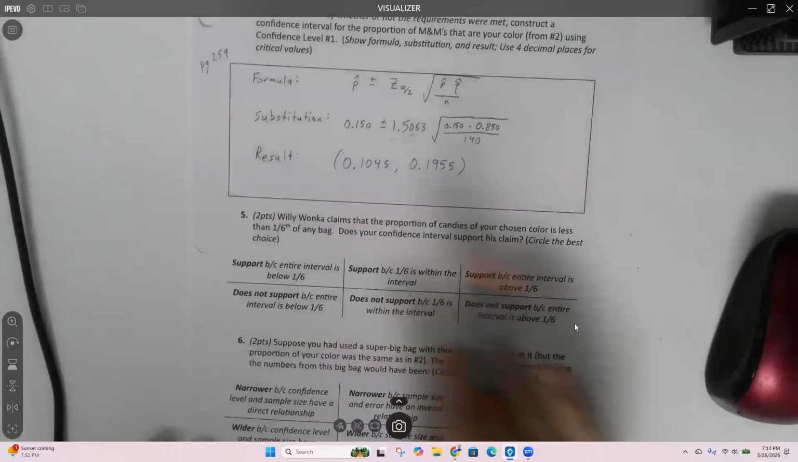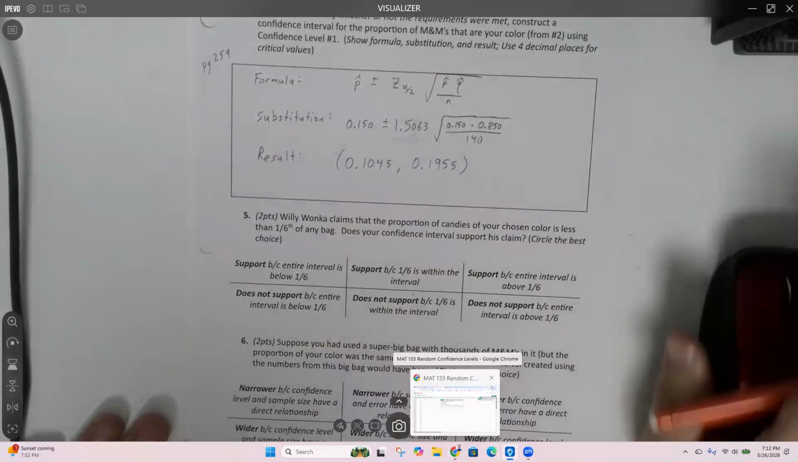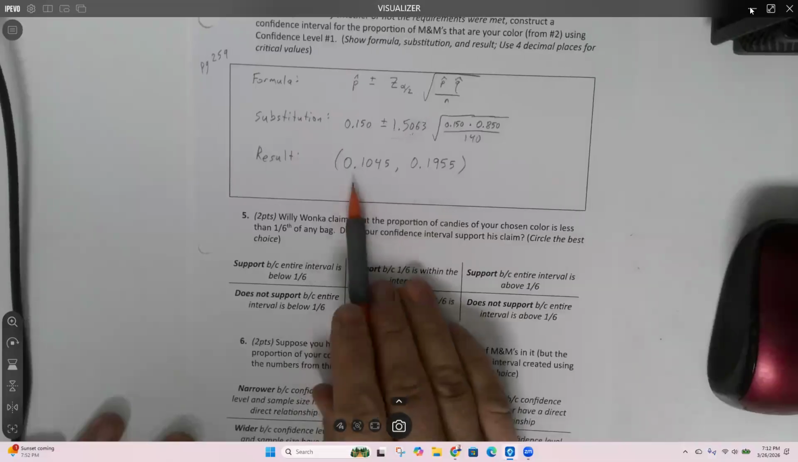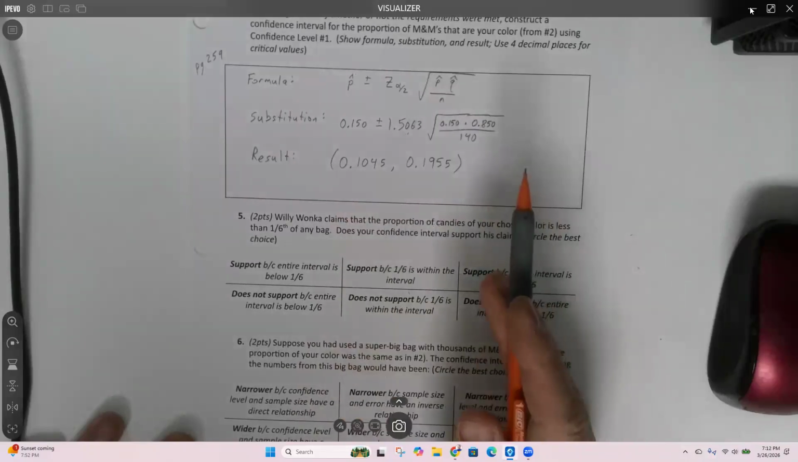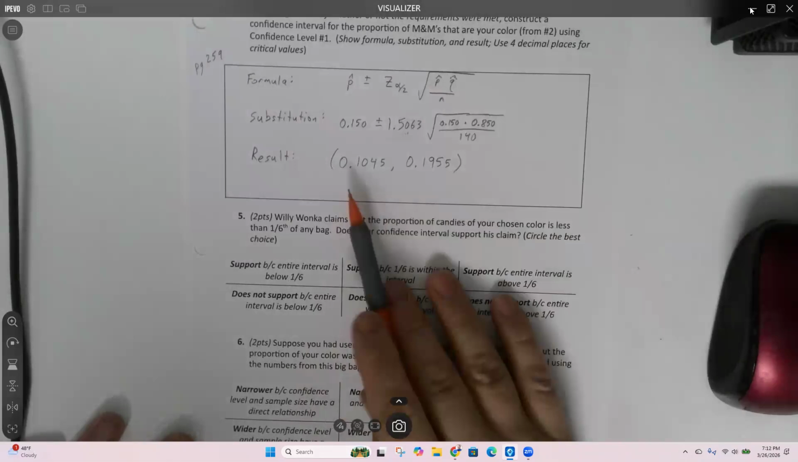Technically, StatCrunch is going to be the one that's more accurate just because they don't do the rounding until the end. It's fine. It's no big deal. So here's my Z value. Oh, I think actually it is 1.5063. And here's my lower limit, which I'm going to write as 0.1045, and my upper limit 0.1955. So there's my StatCrunch and Desmos matched, yours might not. That's okay. That's not a big deal. Whichever way you like better is fine.